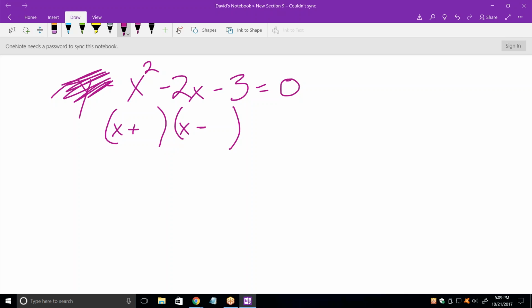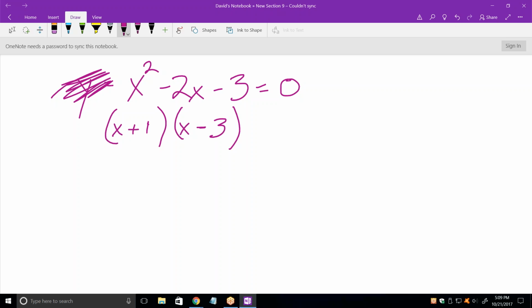Now you're looking for the numbers. And what are they again? 3 and 1. Positive 3, negative 1? No. The larger factor, 3 is bigger than 1, goes with the sign of the middle term. So the 3 has to go with the negative sign.